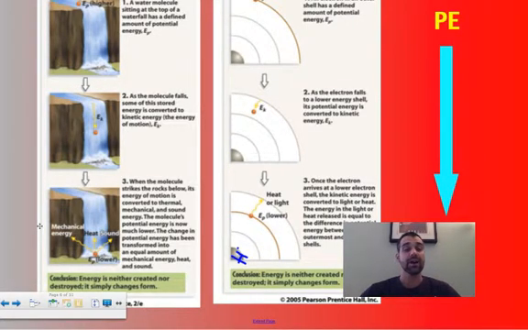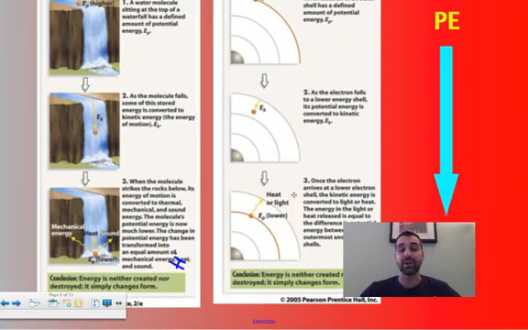So high potential energy at the top of a waterfall, that potential energy gets converted into kinetic energy of motion, and by the time it gets to the bottom, there's no PE, and that kinetic energy, that energy of motion, is really being released as sound, heat, and mechanical energy.